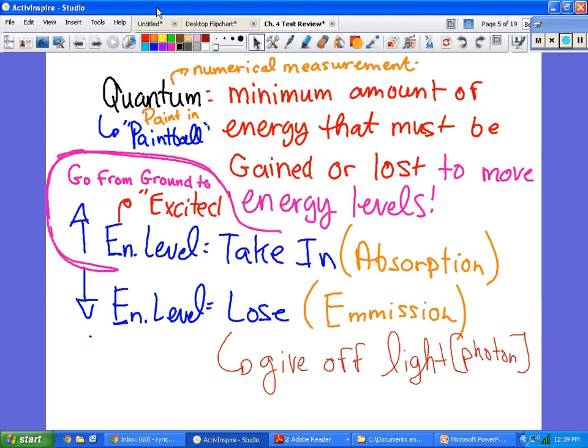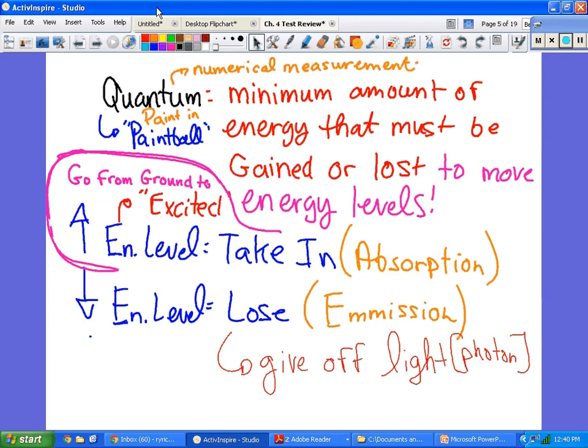Now, at the same token, if you gain that amount of energy, do you eventually have to get back down? Yes, you're either going to get down the ladder, or somebody's going to push you off. Okay? So here's the deal. If you want to get back down, what do you have to do with that energy? You got to get rid of it. You got to lose it. So what is the vocabulary term for an electron losing that quantum? Emission. Yes, I know I misspelled it two different ways.